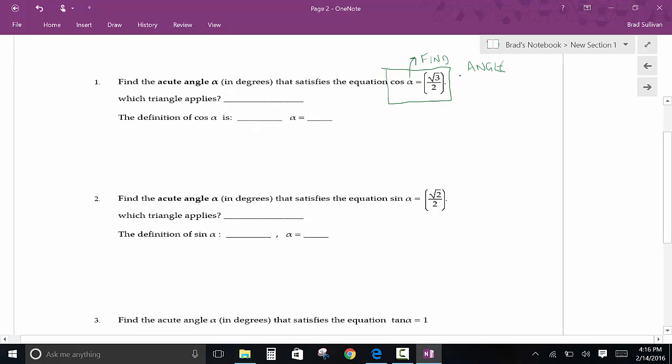And remember, the cosine's definition we learned is x over r. So in this particular problem, since the cosine is x over r, we should be able to figure out which triangle that applies to. Well, the triangle that this applies to is going to be the 30-60 right triangle, and the reason we know that is basically because of that square root of 3.